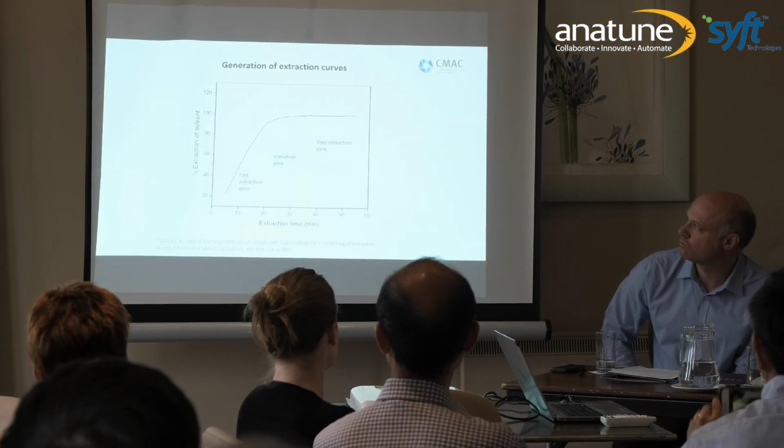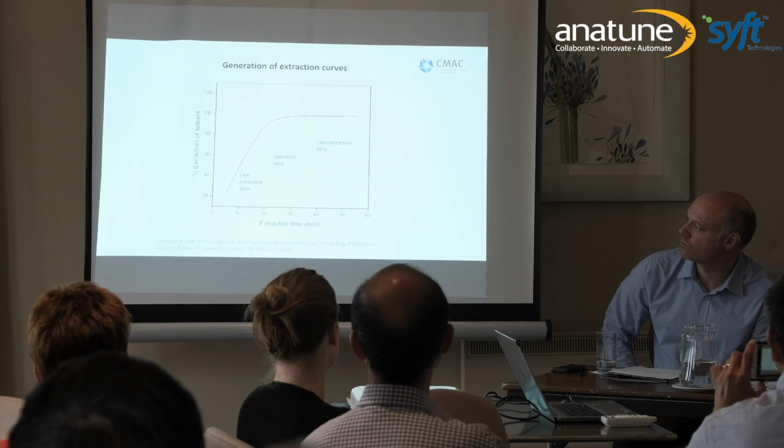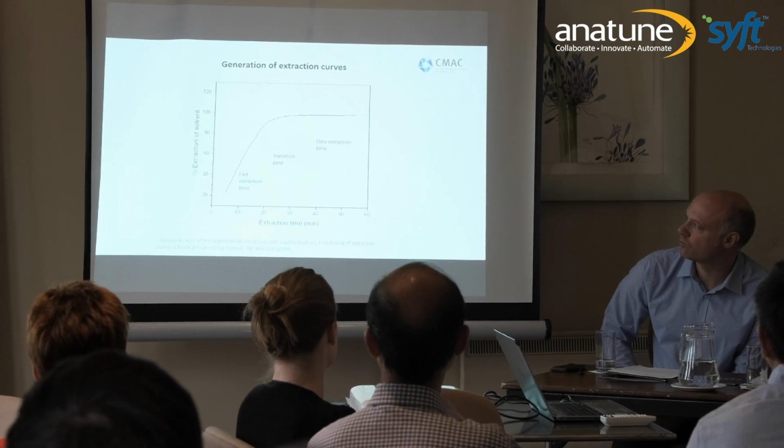Here there is an example taken from the literature. You can see the percentage of the extracted solvent versus time. These extraction curves are separated in 3 different zones: the fast, the transition, and the slow zone. In the fast zone, we remove the easily accessible solvent, and in the transition and the slow zone, we remove the solvent that is trapped between the particles or in the crystal structure.